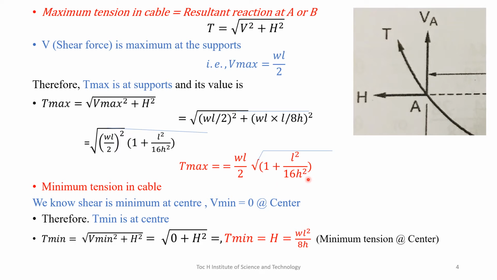Okay, the minimum tension in the cable always occurs at the center part, that means at that point the shear is 0. So the minimum tension is equal to the square root of V minimum square plus H square. The V minimum square value is 0. So the square root of H square is equal to H, the thrust, that is equal to wL square by 8h, which is the minimum tension at the center.